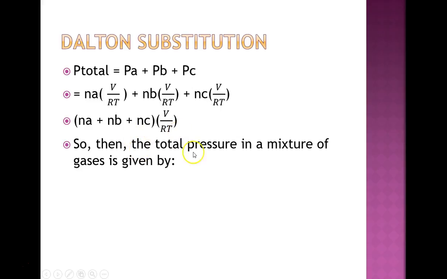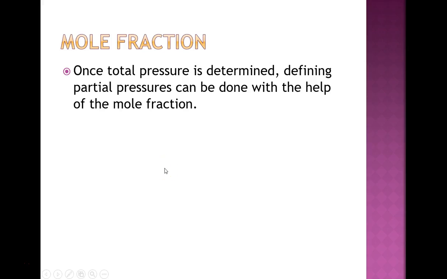So then, the total pressure in a mixture of gases is given by total pressure, P total, equals the total number of moles times V over RT, which is what we have here. Total number of moles times V over RT. Once the total pressure is determined, defining partial pressures can be done with the help of the mole fraction.